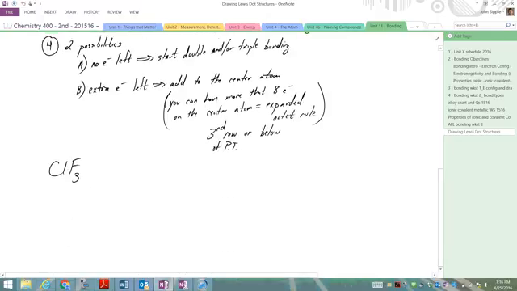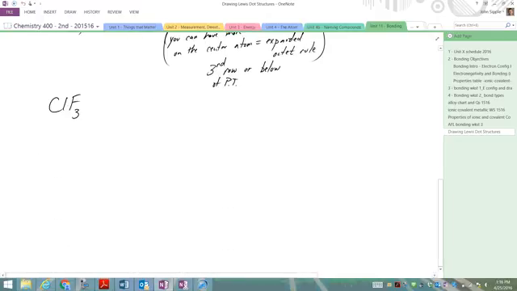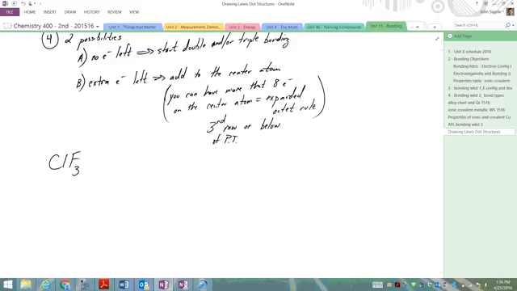All right, so let's do this one though. So chlorine trifluoride here. Okay. So chlorine has how many valence electrons? 7. Okay. Each fluorine has 7. So we got a total of 21 from the fluorines, so we got a total valence number of electrons of 28.